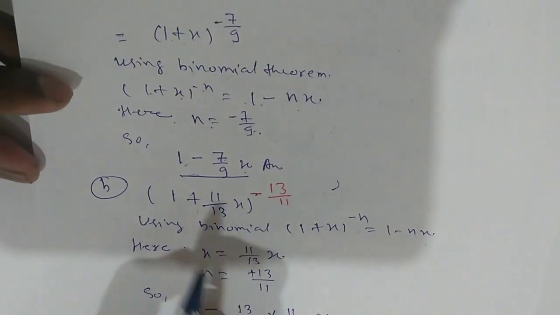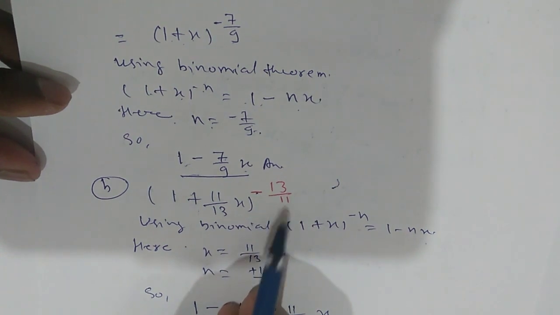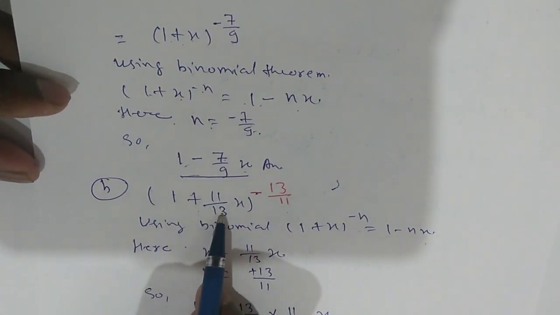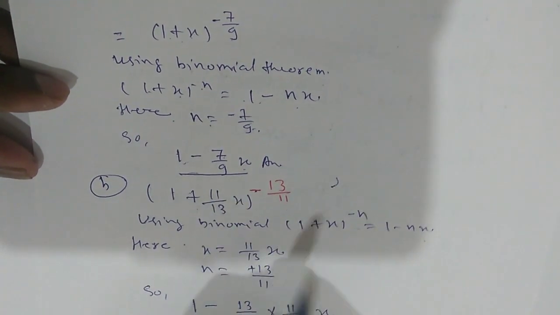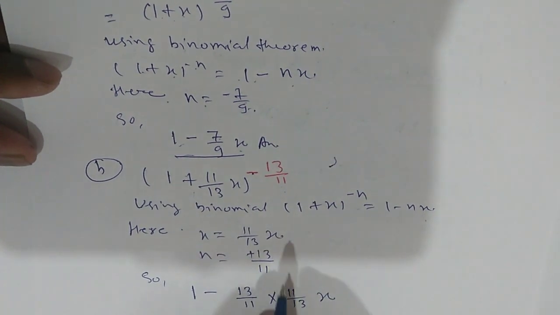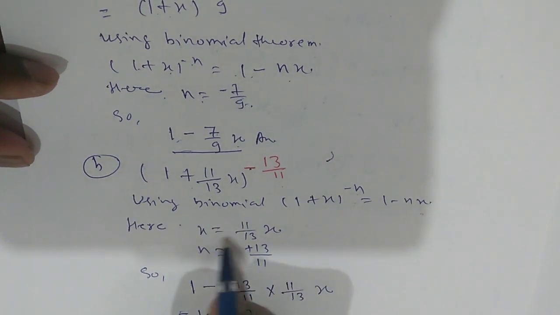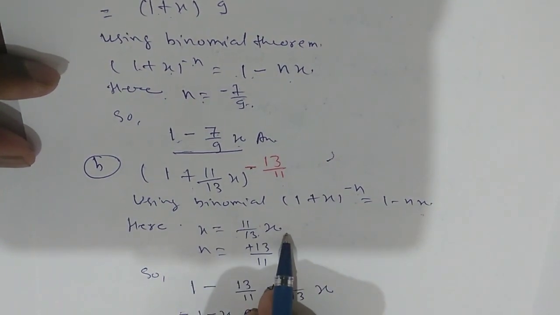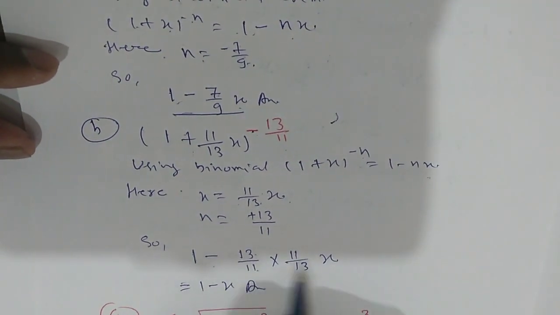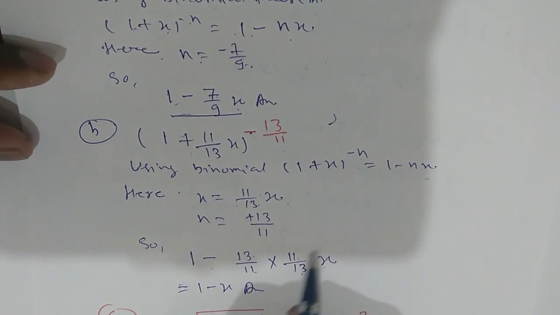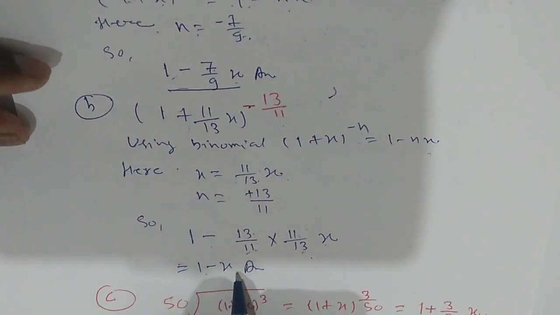The next one similarly, here minus 13 upon 11, within bracket 1 plus 11 upon 13 x, treating all of it as x. Then we get the same formula, that is 1 plus x raised to the power minus n is 1 minus nx. Here x is equal to 11 upon 13 x. So put the values: 1 minus 13 upon 11 and the x part is 11 upon 13 x. So 11 cancels out, 13 cancels out, and we get the answer 1 minus x.